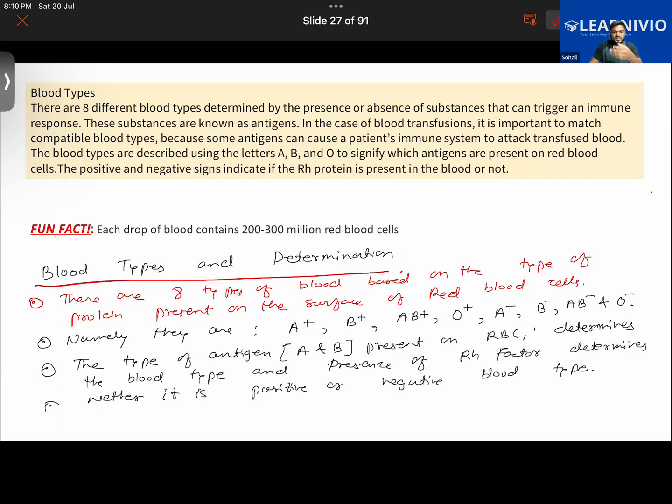So they would be having blood type O. It means that they have neither A antigen nor B antigen present on the surface of the red blood cell. That is the first thing. Furthermore, if Rh factor is present, it would be O positive, and if Rh factor is absent, it would be O negative.